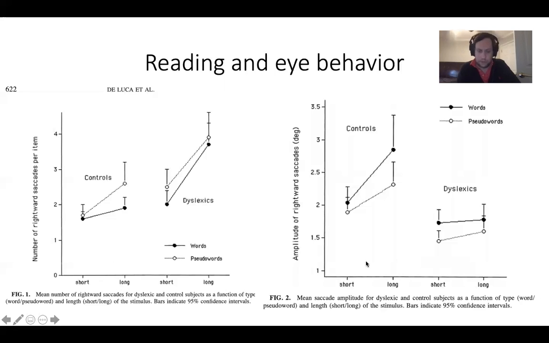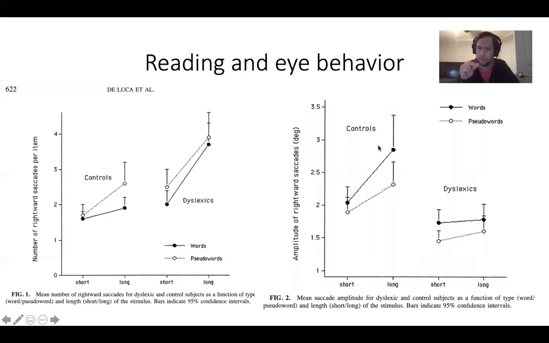Figure 2. This is saccade amplitude. That is the size of each eye movement that you make. The controls generally are making bigger amplitude eye movements. And as I said, this is consistent with the idea that when controls see the word, they can get one swoop through the word and get all the letters. Once again, the amplitudes are a little bit bigger for long words with controls. I guess for this graph, the thing that matters most is that in general, the amplitudes of the saccades just tend to be bigger in controls.